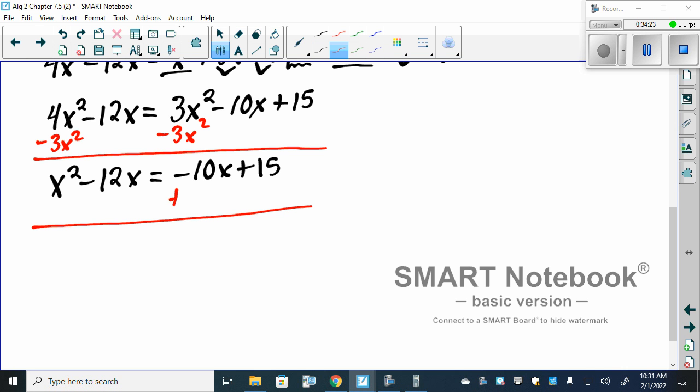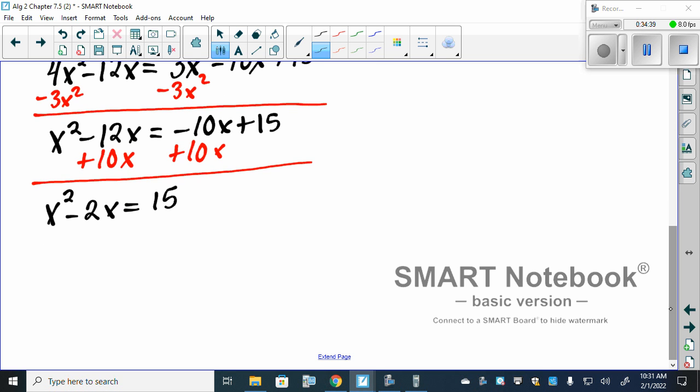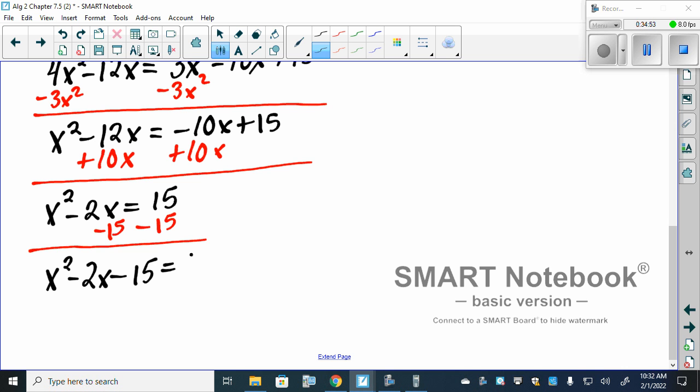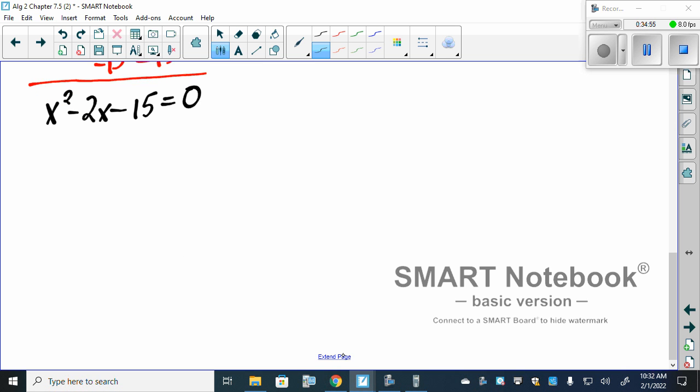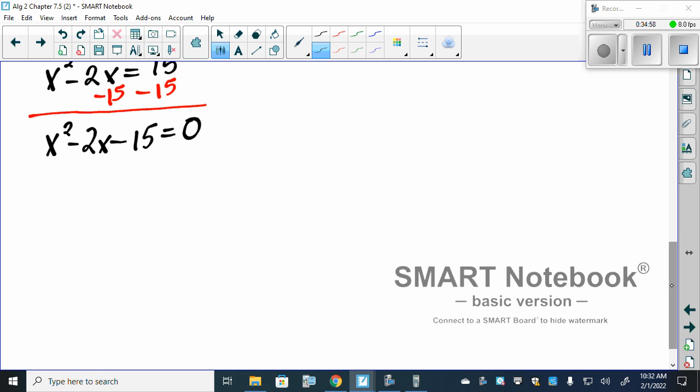Well, go on and add the 10x to both sides, which will tell us that x squared minus 2x is equal to 15. And last but not least, we would subtract the 15 from both sides, which tells us that x squared minus 2x minus 15 is equal to 0. Any questions on how we got to this here?